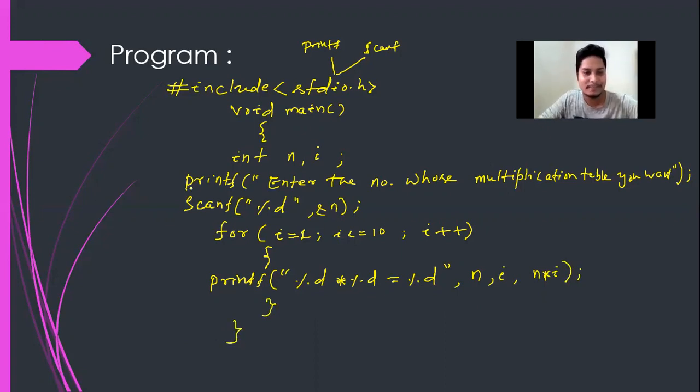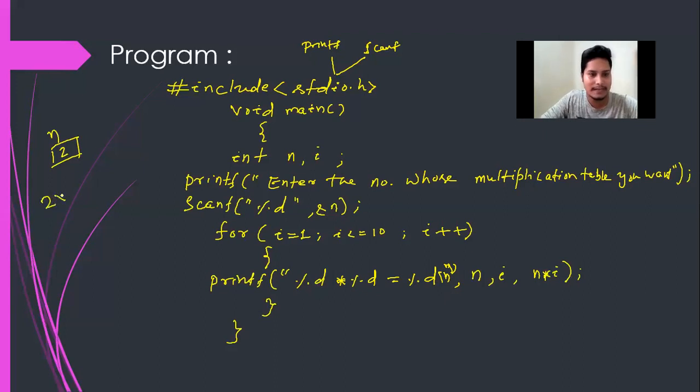So now you can see here, printf: enter the number whose multiplication table you want. So we can enter a value from 1 to 10 or from 25 or more than that. Suppose the value of n I'm entering here is 2. Here, I'm giving a \n character, which will print the output in new lines. So it will be printed like this.